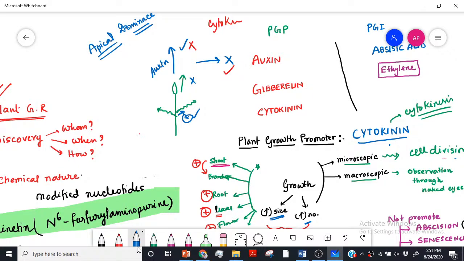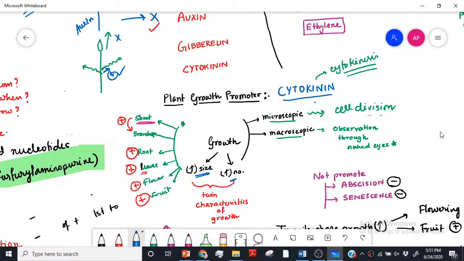Right. Basically, there's no such major use of cytokinin. Basically, cytokinin is used to inhibit senescence, and it is used for research purposes in laboratories. Not much uses.